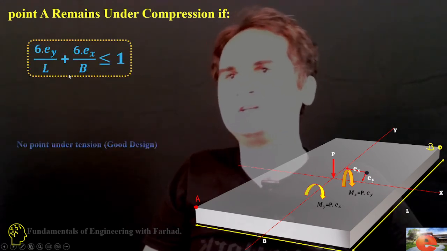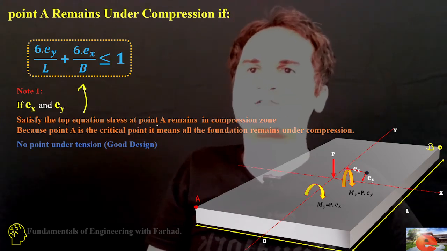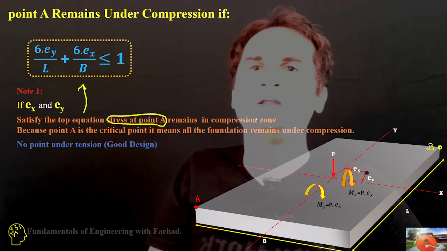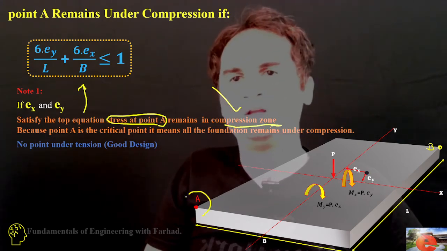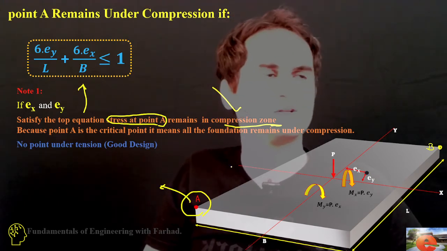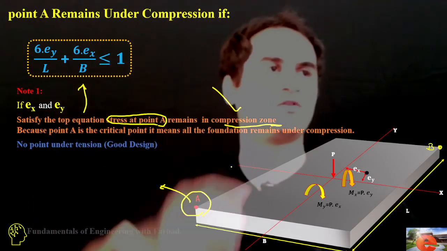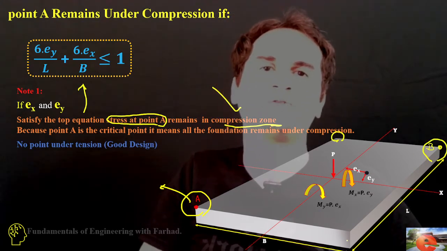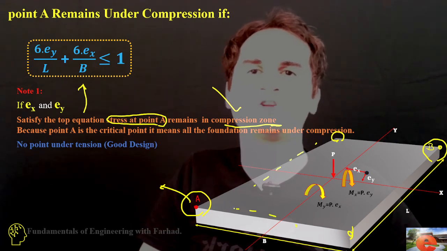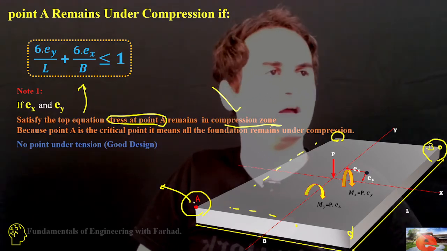So this equation is interesting. Note 1: if Ex and Ey both satisfy this equation, stress at point A will remain in the compression zone. So that's safe. Because point A is the most critical point, it has the worst situation: it's under one compression from the force, but two tensions from both moments. So that's the most critical. The rest of the points are just a kind of compromise between a push and pull, but this one is the worst condition.